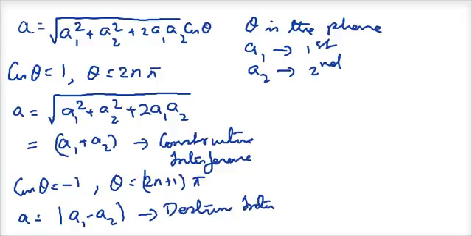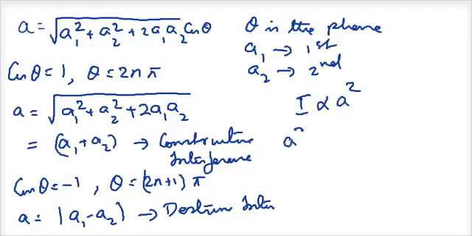In constructive interference, the amplitude increased. In destructive interference, the amplitude is decreasing. What it means is that at certain points an increased amplitude is visible and at certain points there is a decreased amplitude. Now we also know that the intensity of light is proportional to the square of amplitude.